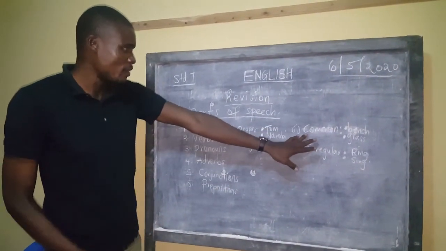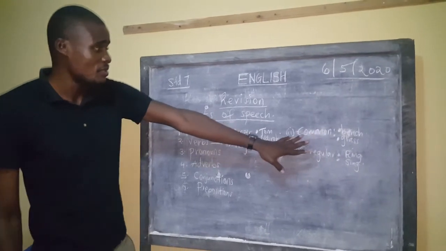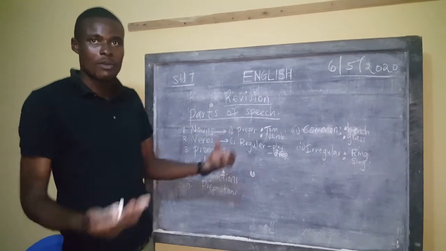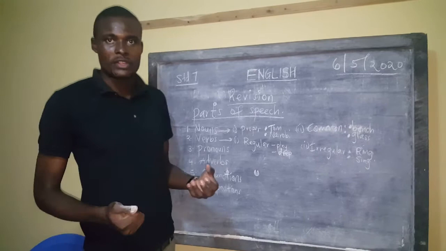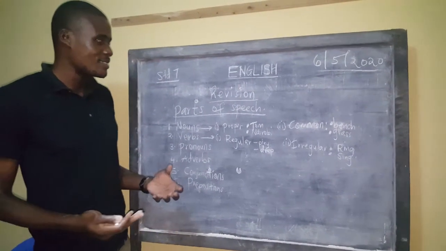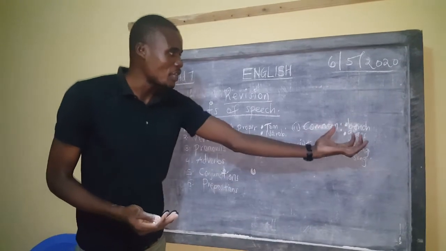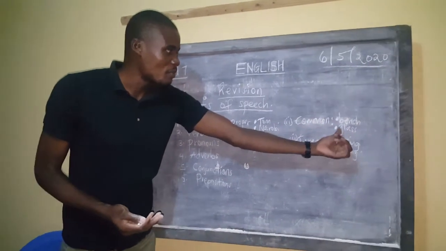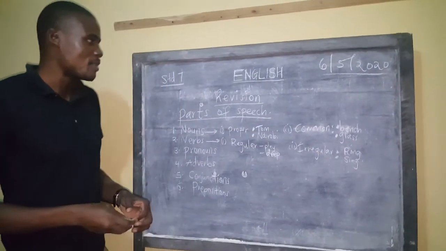Another type of noun is common nouns. And common nouns are the common items we interact with in our day-to-day lives. For example, a television, a glass, a table, those are common nouns. And they begin with small letters, they don't begin with capital letters.